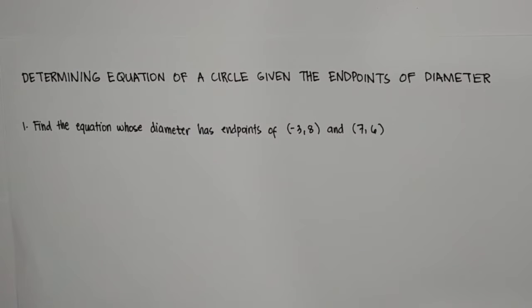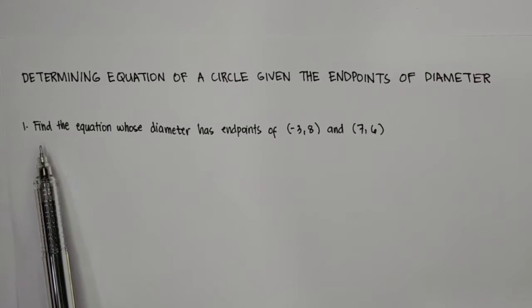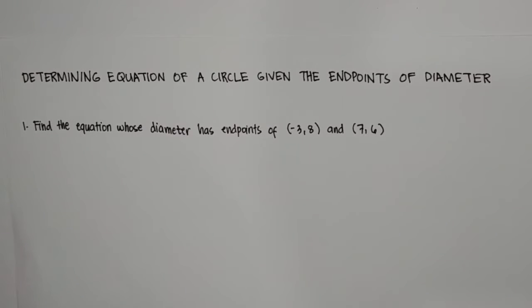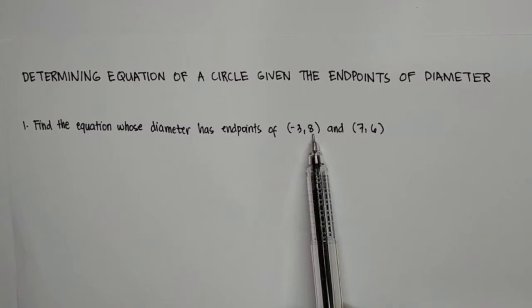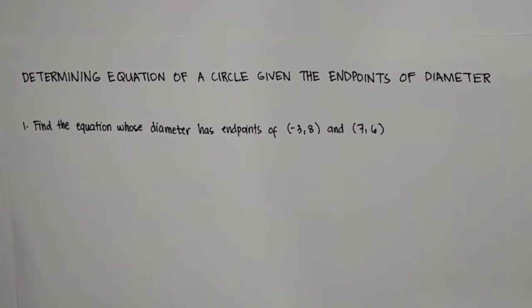So we have here examples. Find the equation of the circle whose diameter has endpoints of (-3, 8) and (7, 6). Take note na ang radius natin is half ng ating diameter. So from that idea, we will now use the midpoint formula.